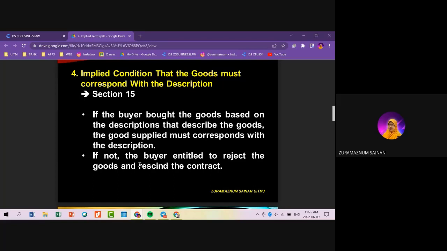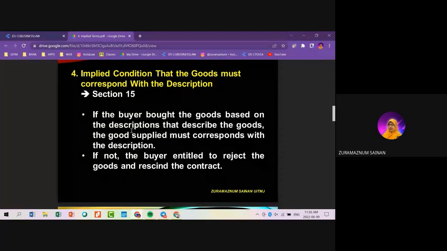Different, not the same with the description, then the buyer has the right, entitled to reject or to resign the contract, terminate the contract, reject the goods, avoid the contract. So that is the effect if the seller supply the goods not the same, not correspond with the description. Okay, so itu law-nya yang you kena faham, yang you kena pegang. Okay, so the clue-nya ialah tadi saya kata when you buy the goods based on the descriptions.